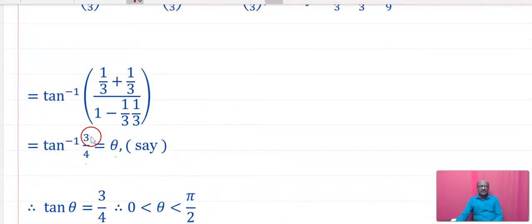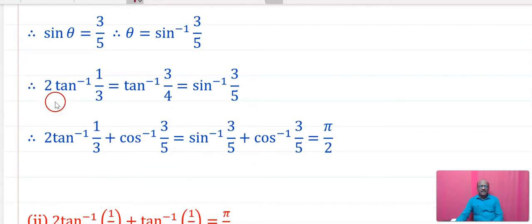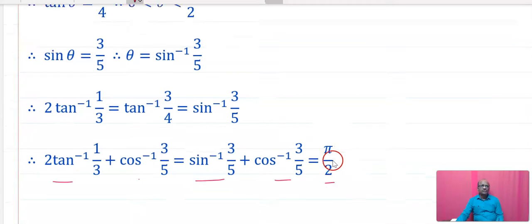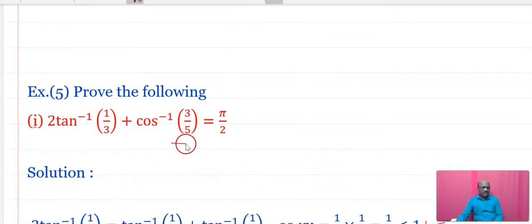Here we get tan inverse of 3 by 4, and that's why we are replacing it here by tan inverse of 3 by 4, and that is nothing but sine inverse of 3 by 5. And therefore we write here 2 times tan inverse of 1 by 3. This is nothing but sine inverse of 3 by 5, and the cos inverse of 3 by 5 is as it is, and that's why its value is equal to pi by 2. We have here pi.